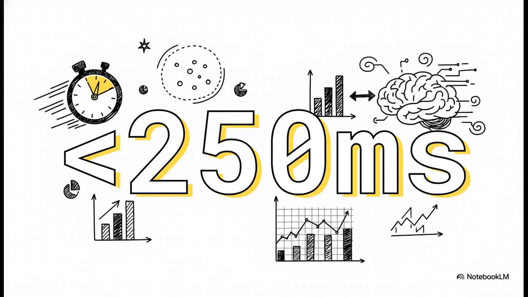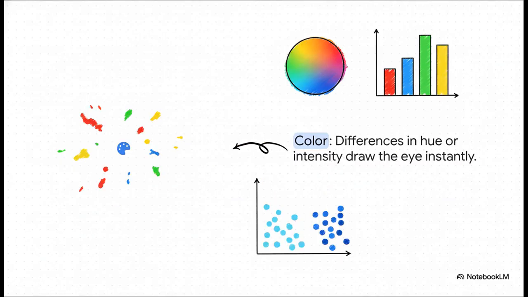So just how fast are we talking? Get this. Less than 250 milliseconds. That is less than a quarter of a second. Before you even have a chance to think, what am I looking at? Your brain has already spotted the key patterns and the things that don't belong. And this is where good design comes into play, because we can totally use these attributes on purpose.